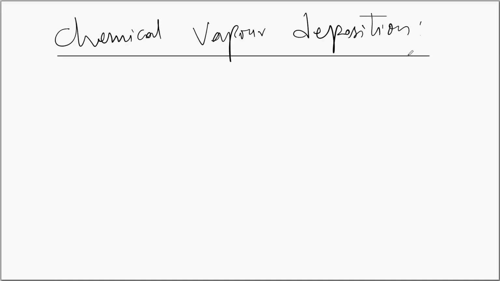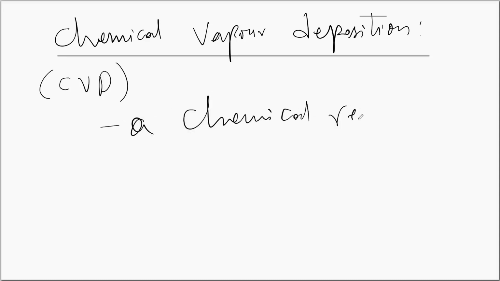Now we shall discuss chemical vapor deposition, for short known as CVD. Chemical vapor deposition is a well-known process in which a solid is deposited on a heated surface via a chemical reaction. In the case of chemical vapor deposition, a chemical reaction is involved. So a chemical reaction is involved in the chemical vapor deposition method.